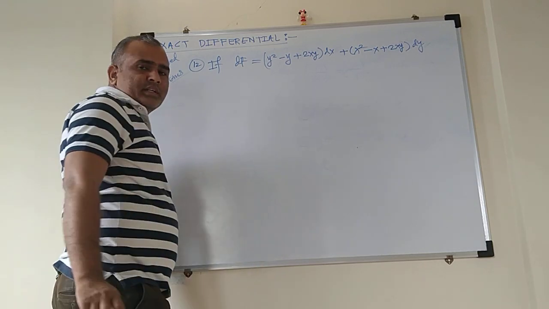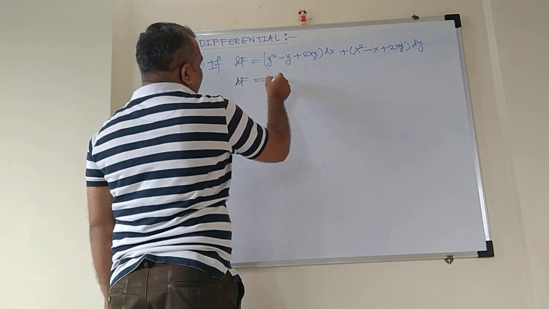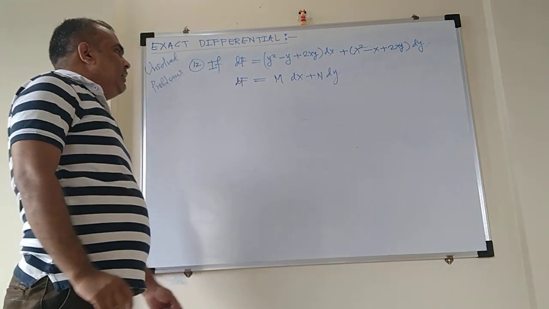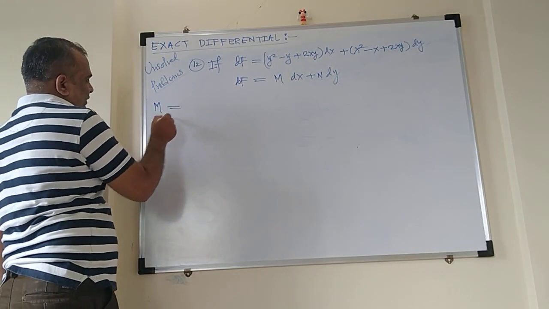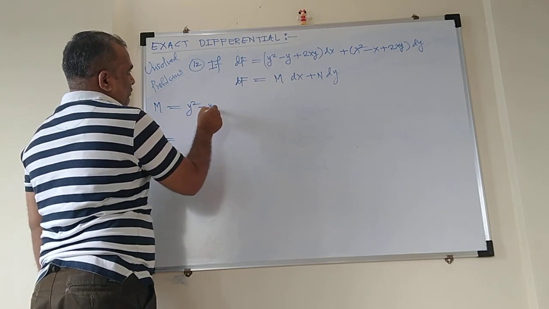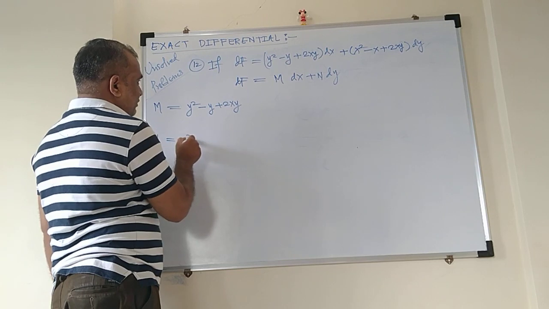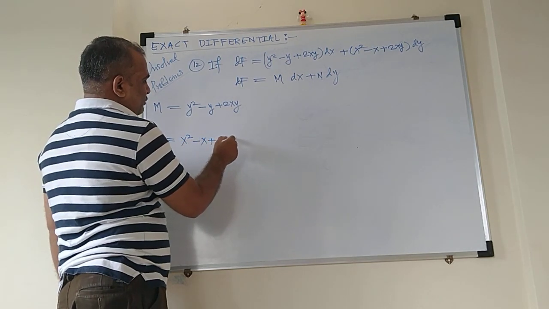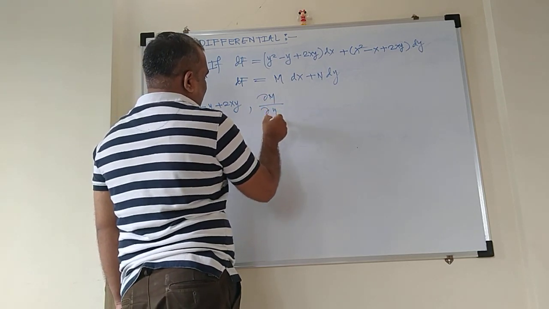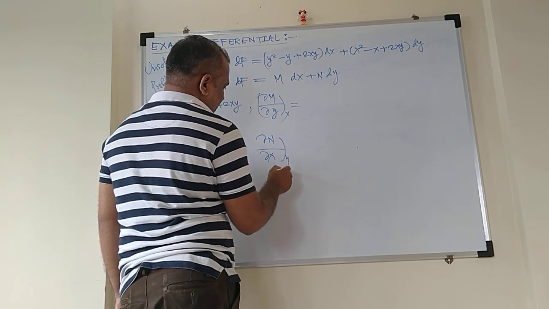This is simple one. We have solved a number of problems based on this. So compare this equation with df is equals to m dx plus n dy. Find out the values of m and n. So what is m? M is coefficient of dx, and this is equals to y square minus y plus 2xy. Similarly, n is a coefficient of dy. It is equals to x square minus x plus 2xy. If we will get this, then differentiate this m with respect to y, keeping x constant, and differentiate this n with respect to x, keeping y constant.